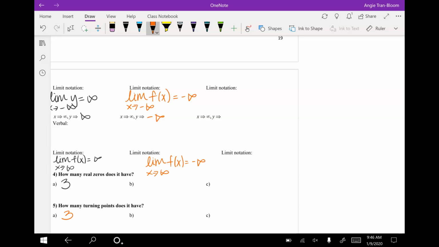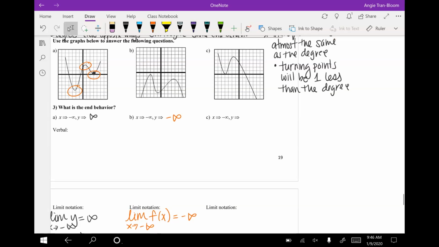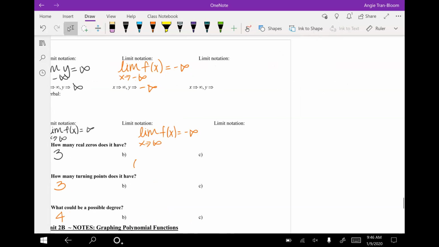How many real zeros? Slater, graph B. How many real zeros did you see or does it have? You're right. None, 0, or none. It never really crossed the x-axis.